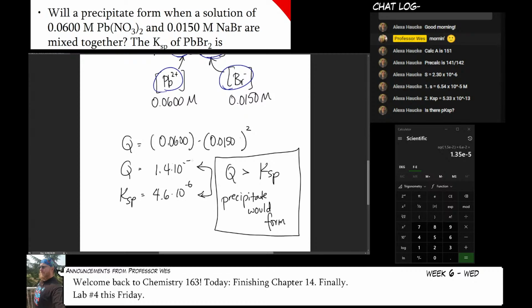There you go. Oops, that didn't actually write. Hold on. My pen is being stupid. And look at that, it's still greater than KSP. So this also forms a precipitate.